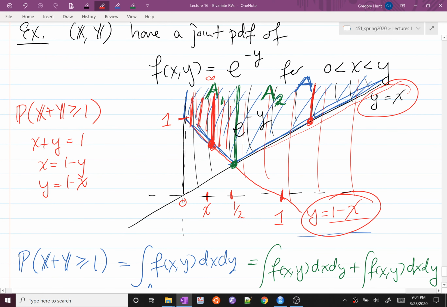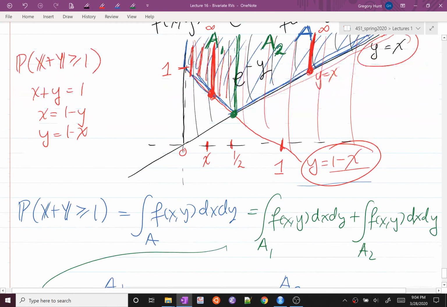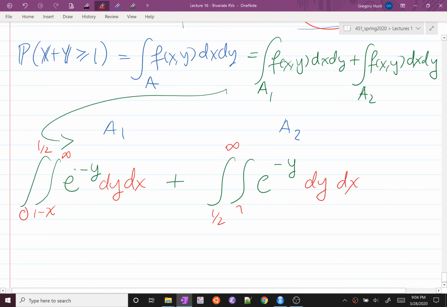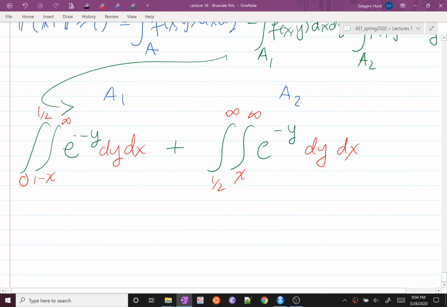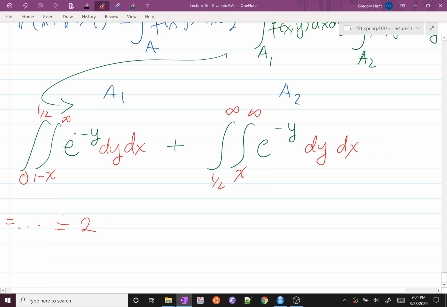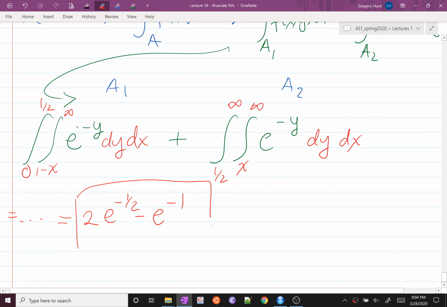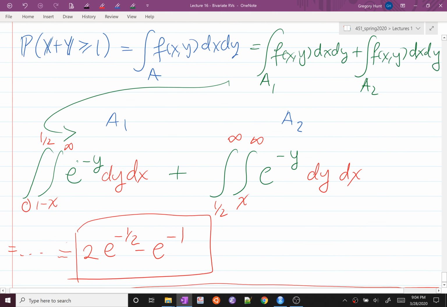Now our slice here starts at y equal to x and goes to infinity. And so we go from x to infinity. So you can solve these two integrals. What you should get at the end of the day when you solve these, with some algebra in here, is 2 e to the negative 1/2 minus e to the negative 1. So that's what I'm claiming the probability of that is. You can check my math there, that Calc 3 works out there. But it's just Calc 3 at that point.